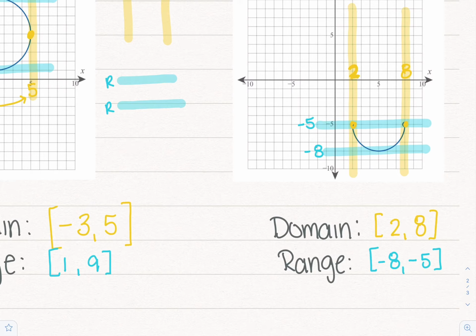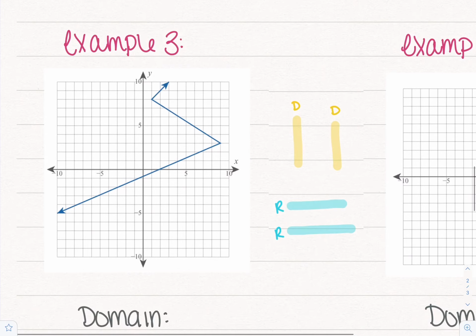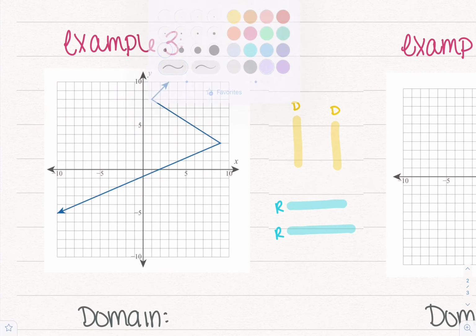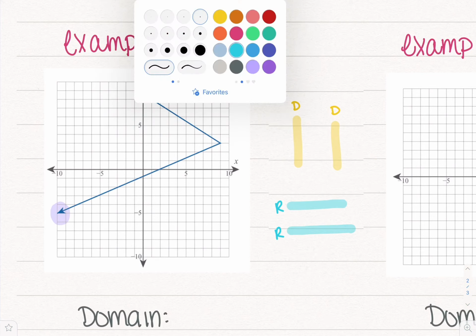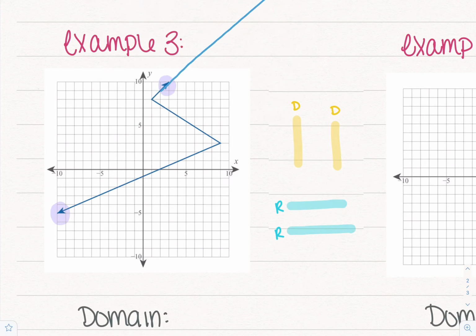-5. Okay, example 3. Example 3 is some strange looking graph. I'm looking for the domain and range. Now this is the first time we're seeing the arrows in my video. These arrows mean that this graph is going on and on and on forever. So it just keeps going off the graph forever.